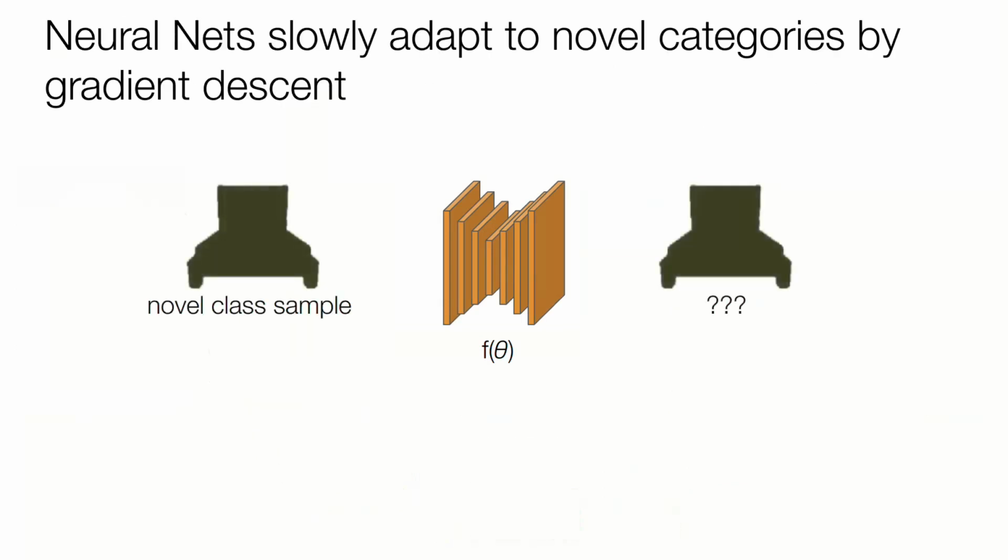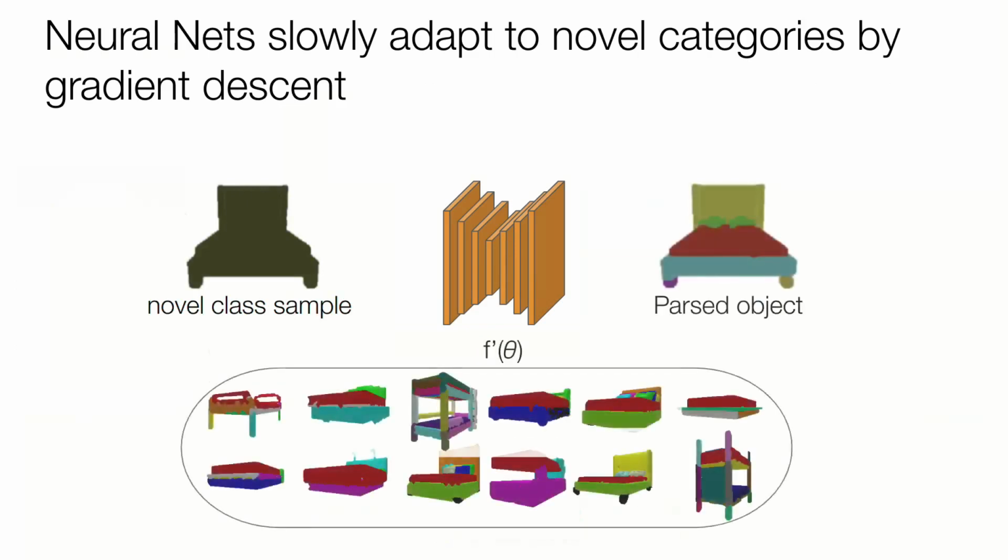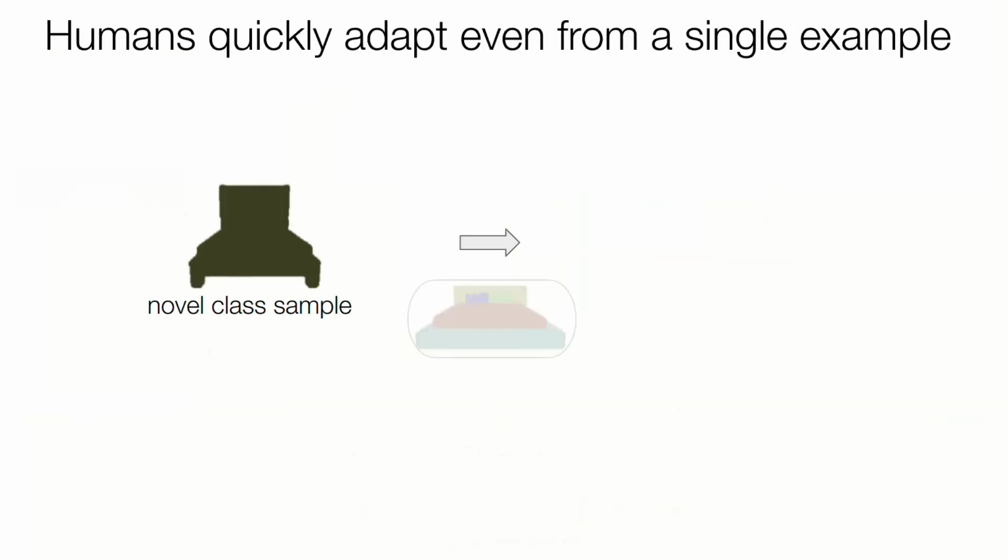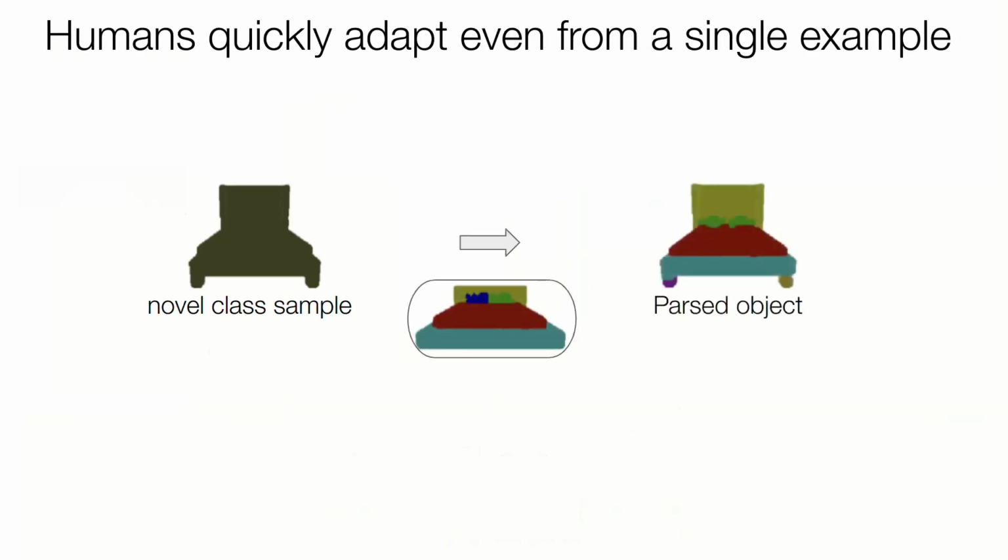But what if after training we encounter an instance of a new object category we have not seen before? We need to collect a relatively large set of annotated examples and retrain our network via slow gradient descent weight updates. Humans can quickly adapt to novel categories even from a single example. Can we push the limits of today's neural networks to the incredible human adaptation ability?